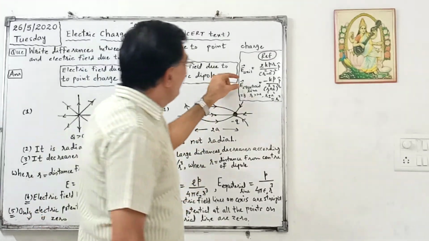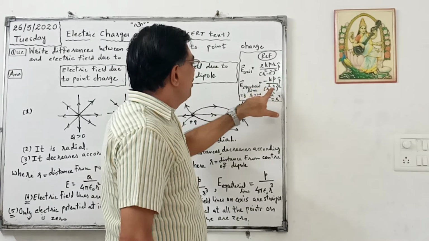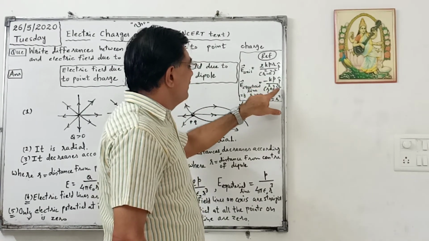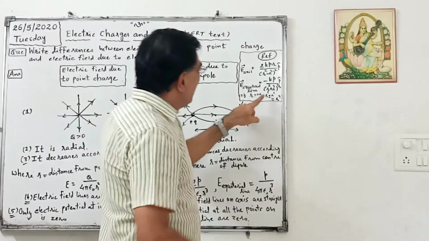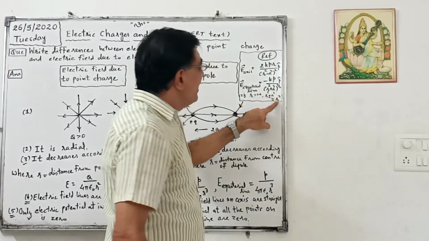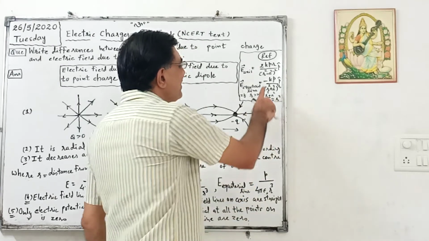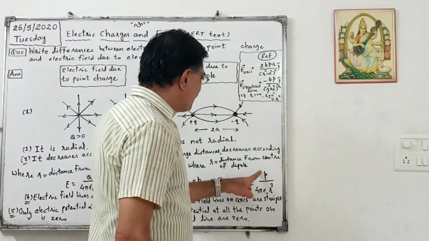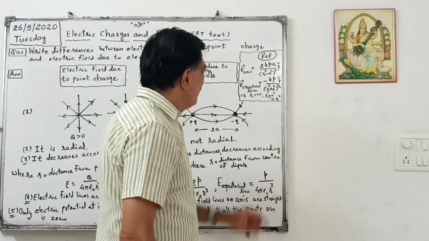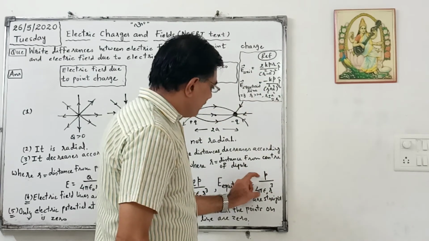Similarly, for equatorial line, it is minus kp upon (r square plus a square) whole raised to 3 by 2 p cap. If r is too far, r square plus a square can be written as r square. In that case, r square, square root of it will be r, and cube of it, so it will be p upon 4 pi epsilon naught r cube, where k is written as 1 upon 4 pi epsilon naught.